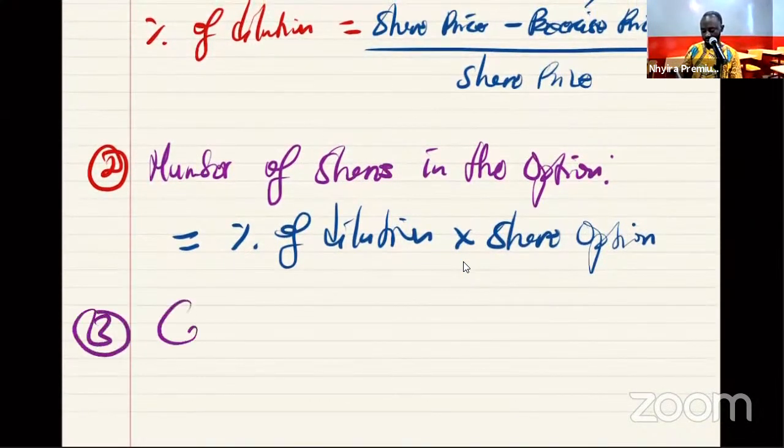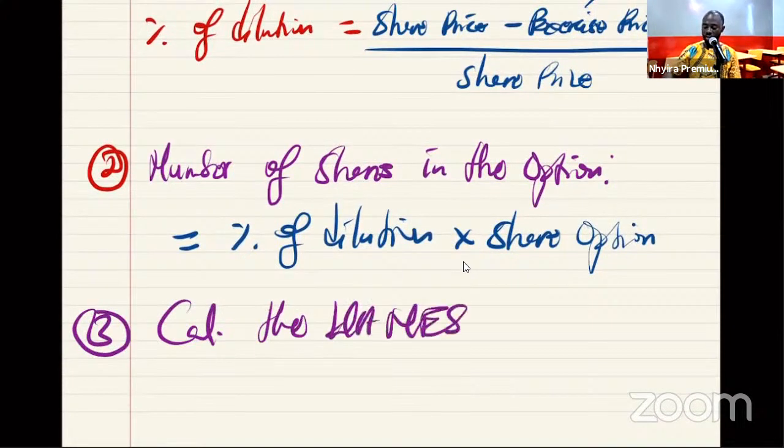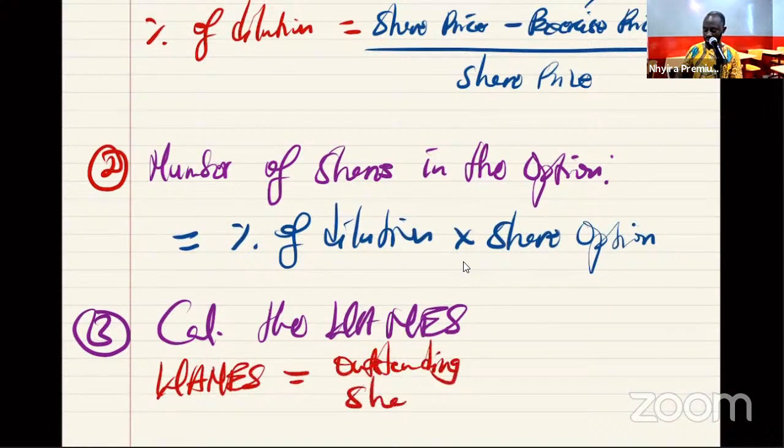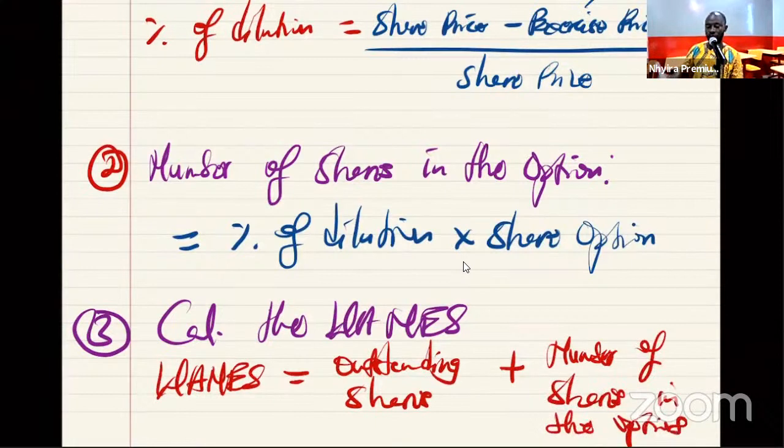Then step three, you can calculate the weights now, which is the final thing. Your weights here will be any outstanding shares we have plus the number of shares in the option. So that is the three-step approach we use for calculation of the weighted average number of equity shares when we have a share option.